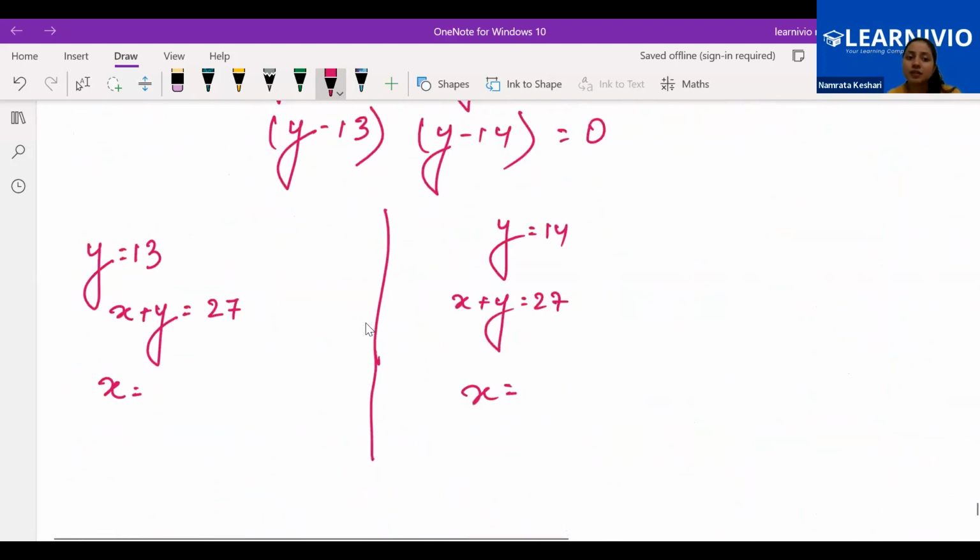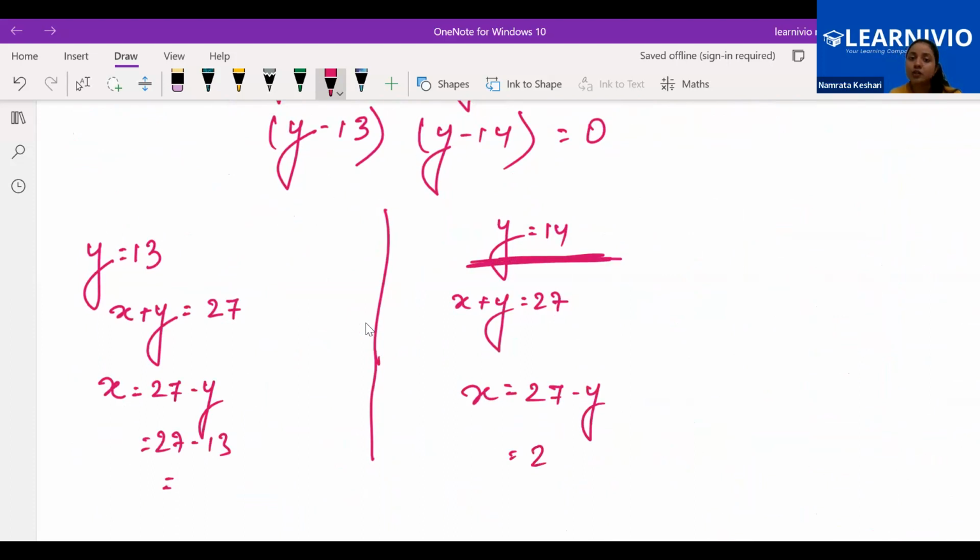So here x will be 27 minus y. That means 27 minus 13. X value we will be getting. Then we will be getting 27 minus 5. That means here y is 40. 27 minus 40. We will be getting the x value over here. And these are the two possible sets.